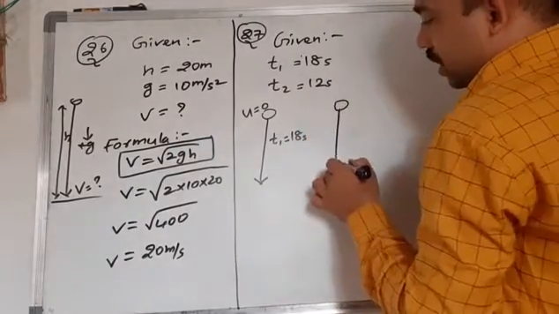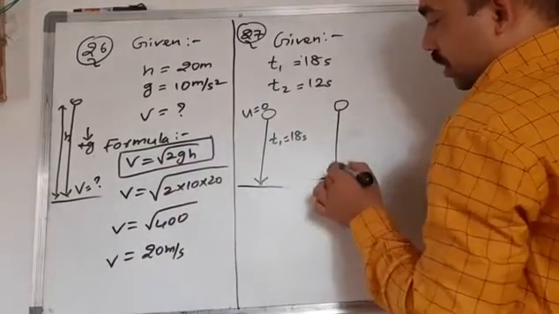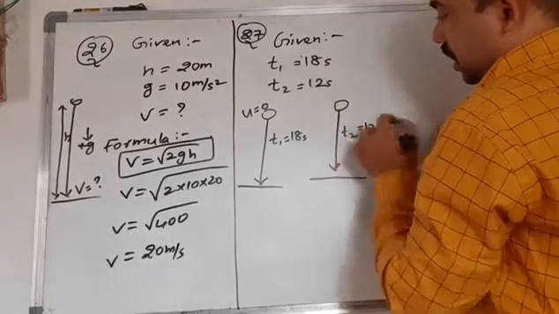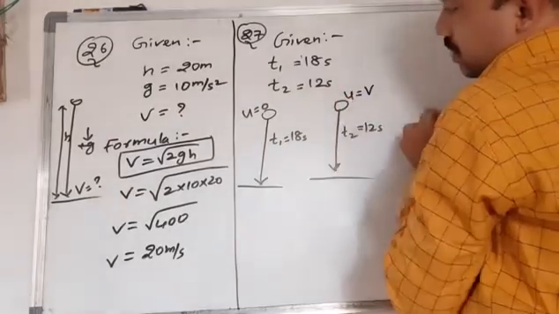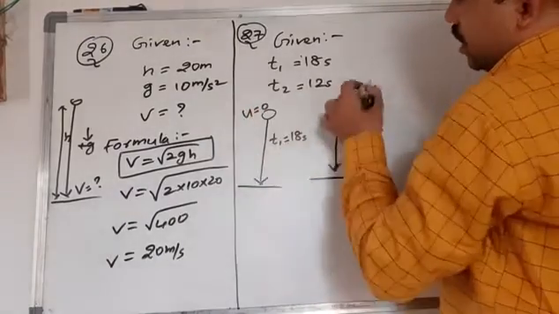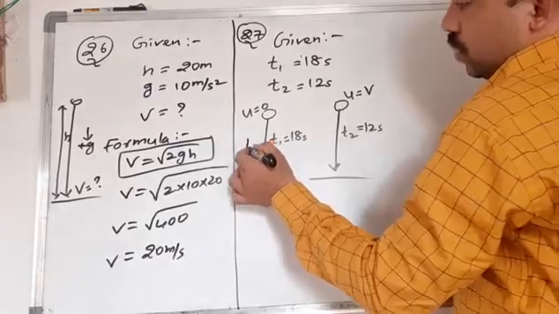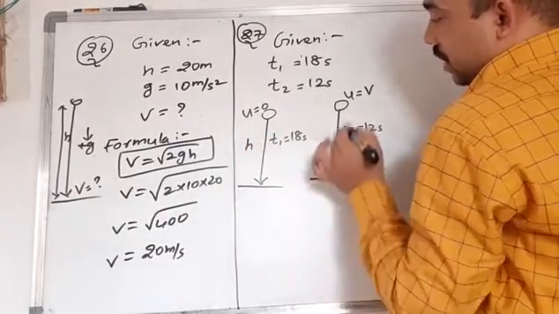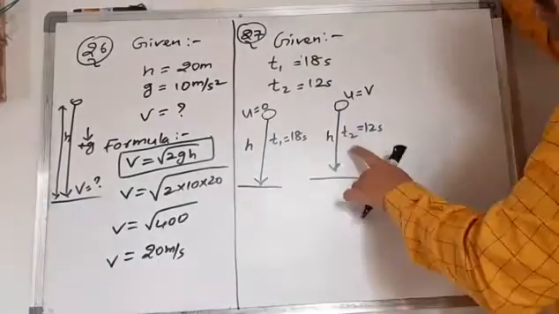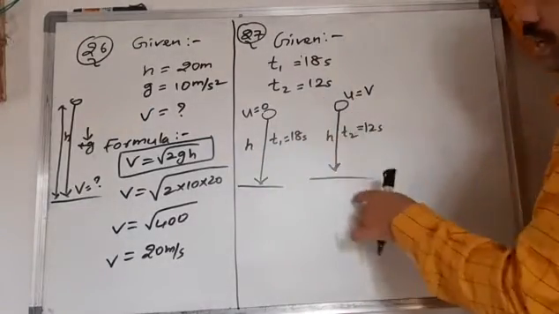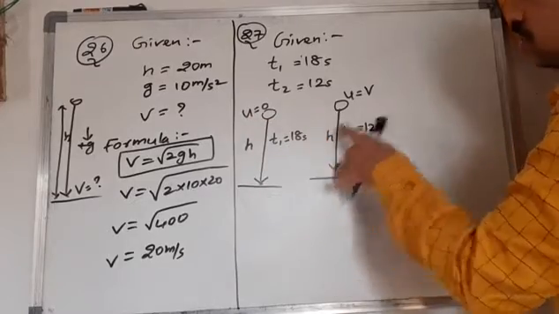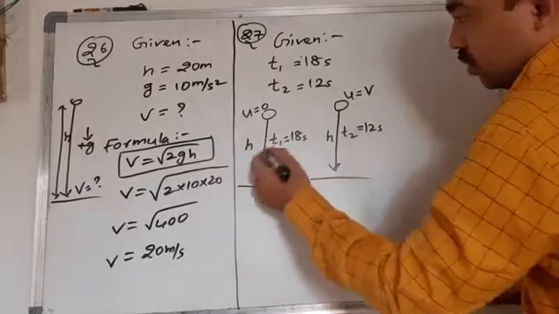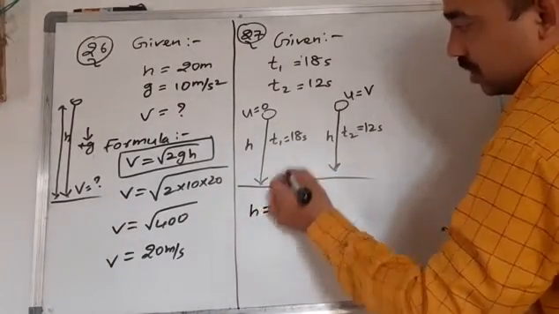Another time it is thrown vertically downwards. At that time t2, how much has it taken? 12 seconds it has taken. So it is thrown with some velocity. Here without velocity it is thrown, and here with velocity it is thrown down. Both are taking same height, that is, this is h and this is also h only. They are falling from same height, but one is without velocity and one is with velocity. That is the difference.